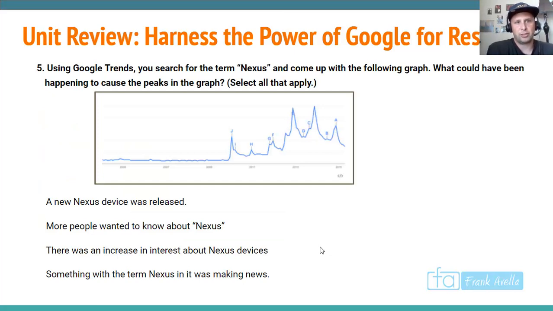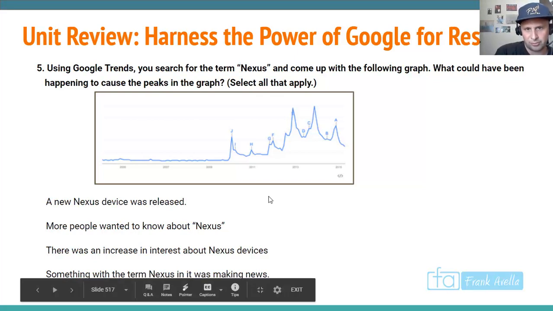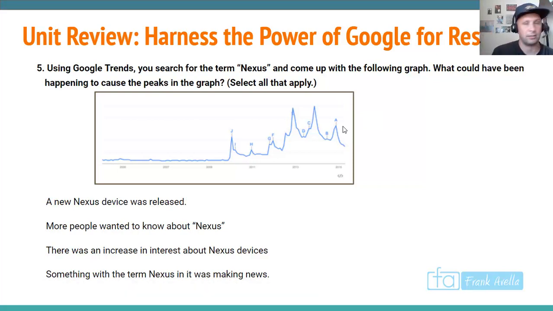Okay, using Google Trends, you search for the term Nexus and you come up with the following graph. I think they took this graph. I was just on Skillshop. For some reason, I think the graph is missing. I left it on here in case they made a mistake. What could have been happening to cause the peaks in the graph?